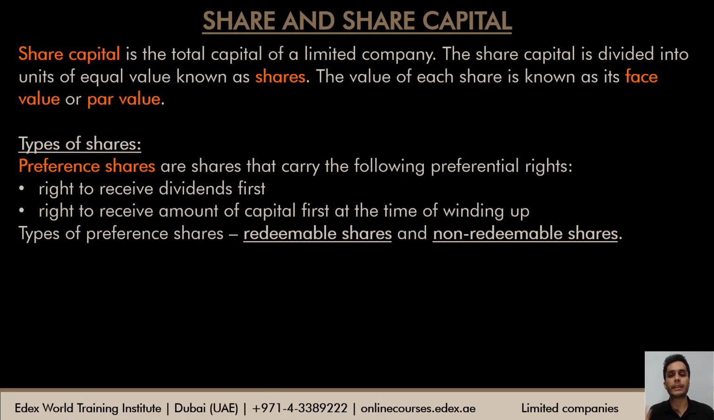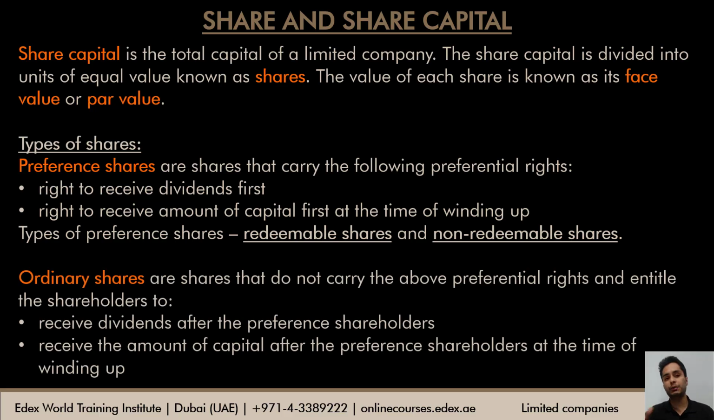The company repays back the capital to the investor after a fixed period, which is pre-decided at the time of investment by the shareholder. But in case of non-redeemable preference shares, the capital is not repaid back to the preference shareholder unless the company is closed. Only at the time of winding up, the capital is then repaid back in case of non-redeemable preference shares.